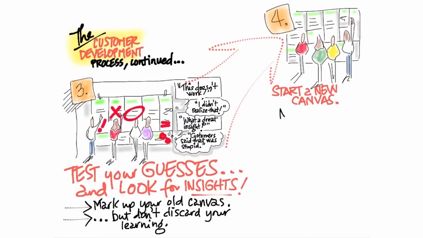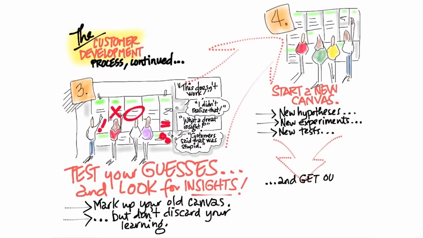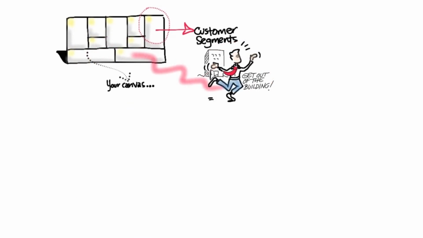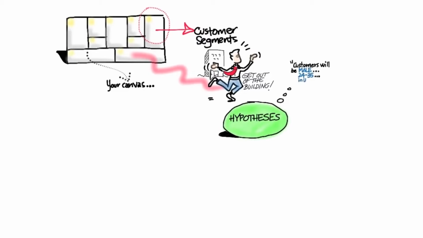Big idea. We'll change the canvas by marking it up and saying, you know, we thought the customers were these kinds of people. Holy cow, they're actually these kinds of people. And we thought the features we need, well, they're kind of different. They're actually these features. So what you're doing outside the building is you start with these hypotheses. In this case, let's just take an example. The customers will be male, 24 to 35, live in urban areas.